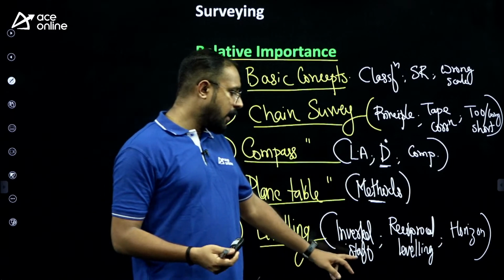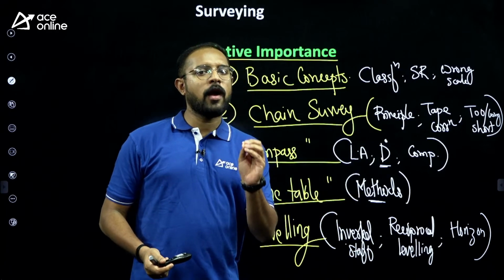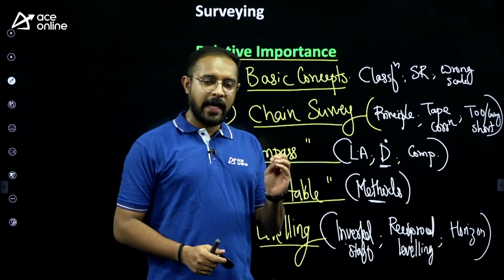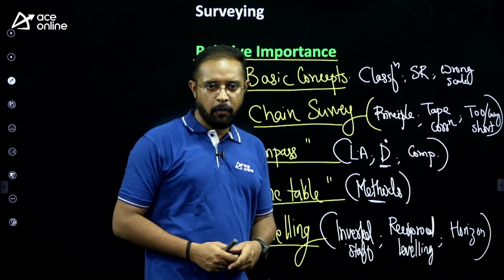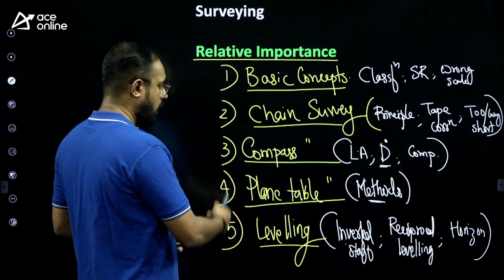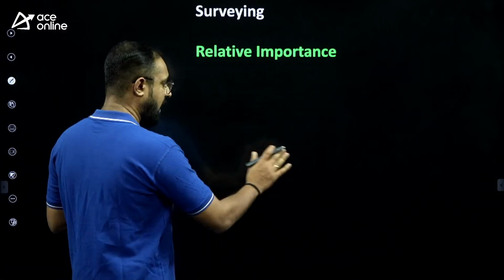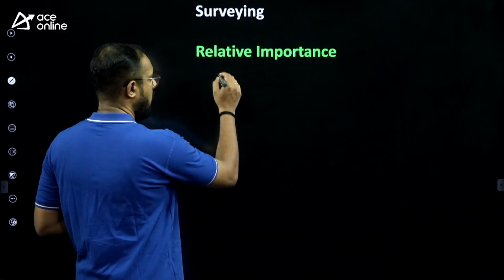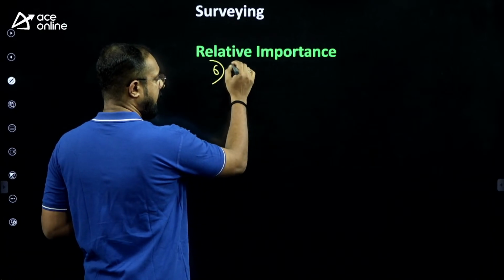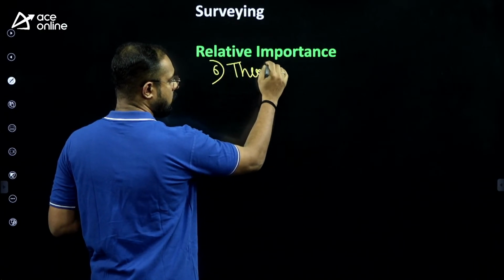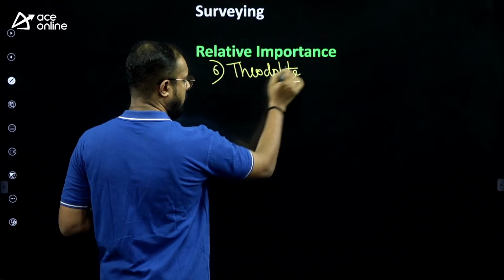But interestingly, there are a few areas from which GATE has not really asked. Why those areas are important, I'll discuss later. So this is our leveling, which is a very important chapter for us. With leveling, vertical distance measurement is over. Now we need to measure our vertical angles, which are measured by the Theodolite.